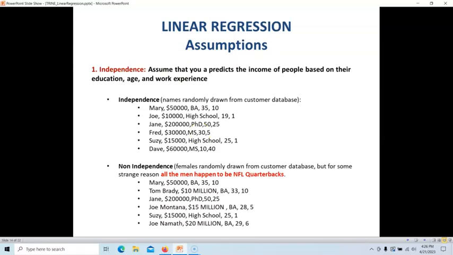So here we have Tom Brady, Joe Montana, and Joe Namath. And these guys make 10 million and 15 million and 20 million. Well, this is not independent.